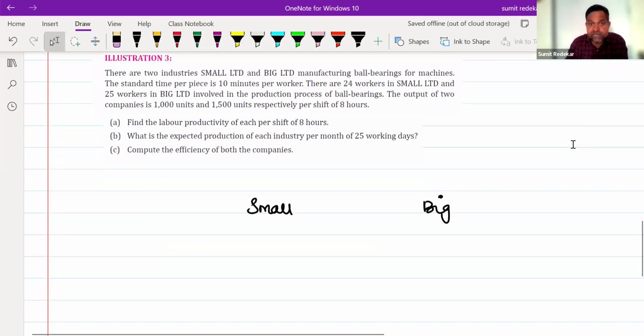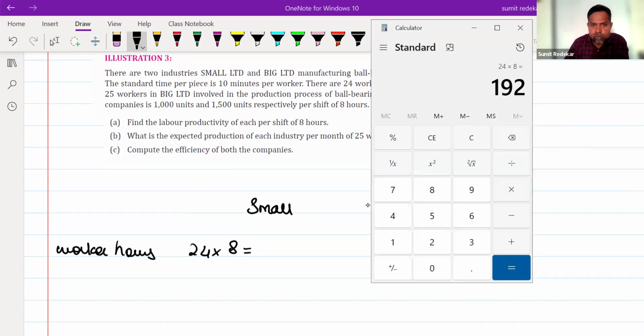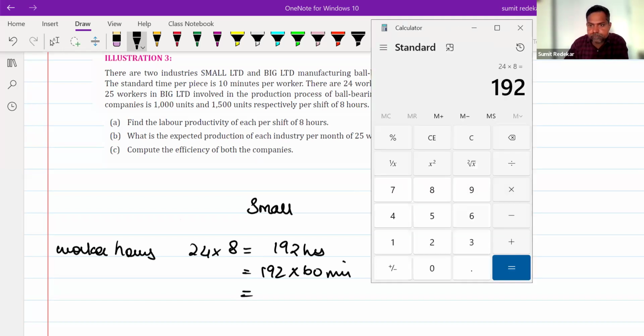Standard time per piece is 10 minutes. There are 24 workers. So in small, if there are 24 workers, then worker hours: 24 workers working 8 hours every day is going to be 24 into 8, 192 hours, and 10 minutes is given. So that's 192 hours, which is 192 into 60 minutes, which is 11520.